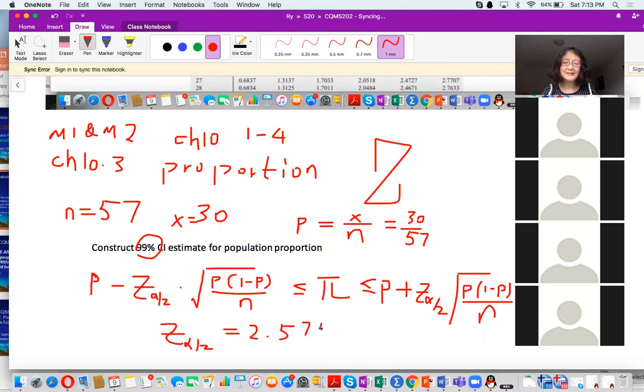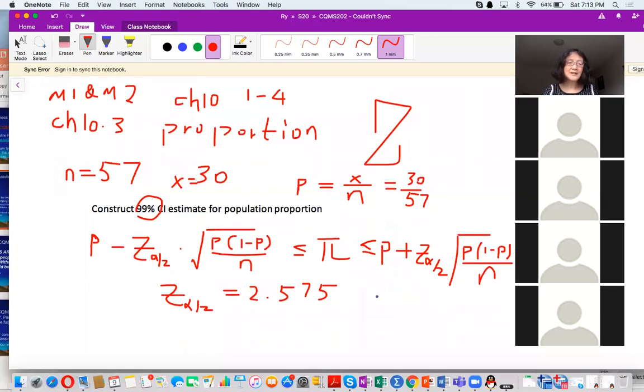We did that example, right? When you have 99%, Z half alpha is 2.575. So you have every number you know, you just plug in this formula. So this is method 1, and method 2, use calculator.